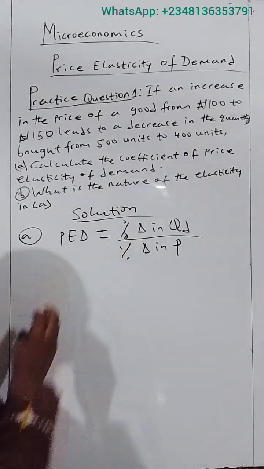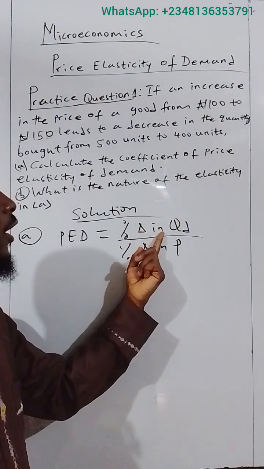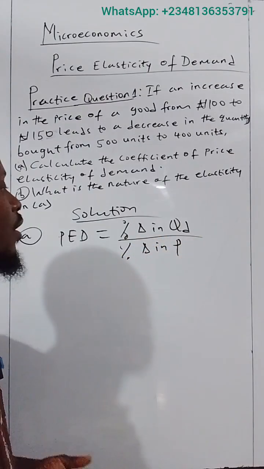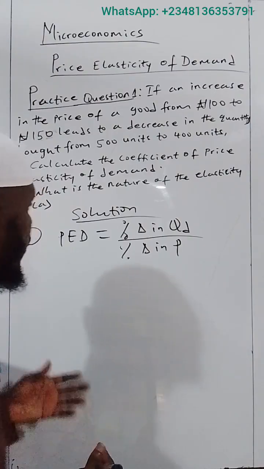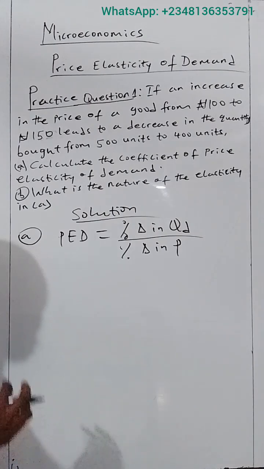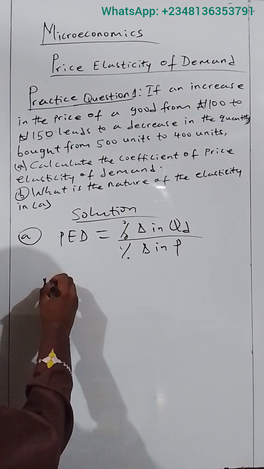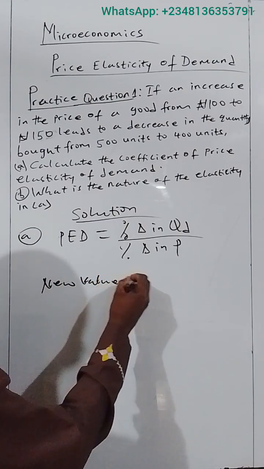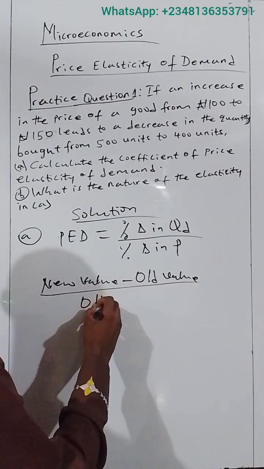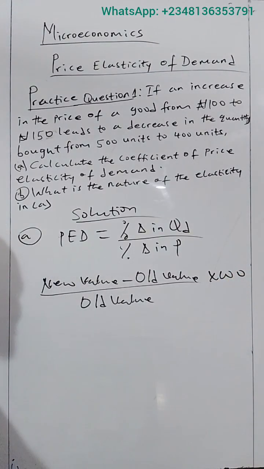Using the first formula, price elasticity of demand equals percentage change in quantity demanded divided by percentage change in price. So how do we compute percentage change? Generally, whenever you are asked to calculate percentage change in any variable, the formula is: new value minus old value, divided by old value, times 100. This formula will give us percentage change.